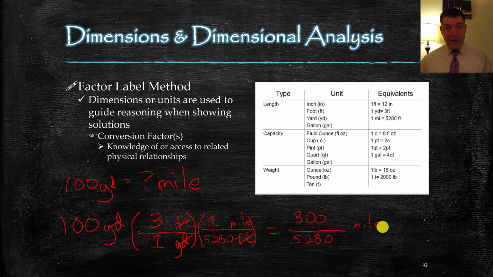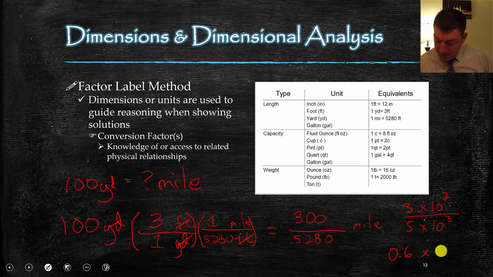Now, I could compute that actual one, or I could do that kind of quick estimation we talked about. This would be 3 times 10 to the second. This would be 5 times 10 to the third. 3/5 is 0.6. 10 to the second divided by 10 to the third is 10 to the second minus 3, which is 10 to the negative 1.